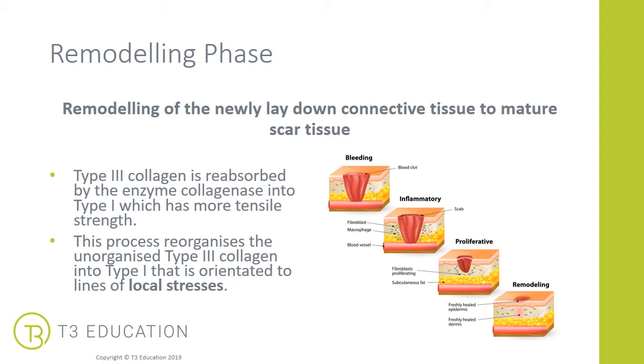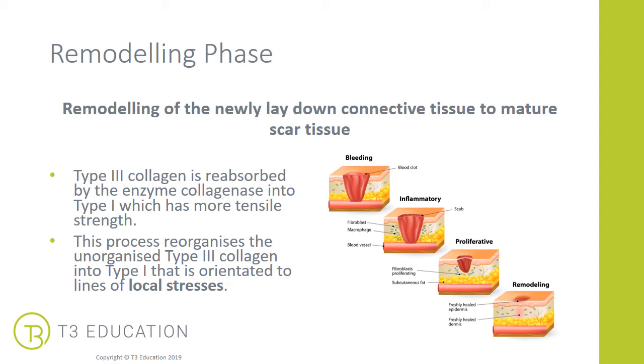So the type 3 collagen, the weaker collagen that's initially laid down, is reabsorbed by the enzyme collagenase, which then turns into type 1 collagen, which has a lot more tensile strength. Type 3 collagen is also really disorganized, so this process helps reorganize it into type 1, and then that type 1 collagen is orientated to the lines of local stresses or mechanical stresses, depending on how that person moves or doesn't move. We're going to talk about the local lines of stresses alongside collagen.